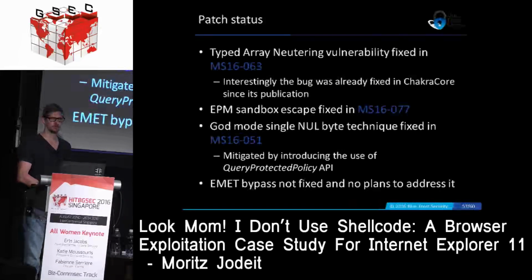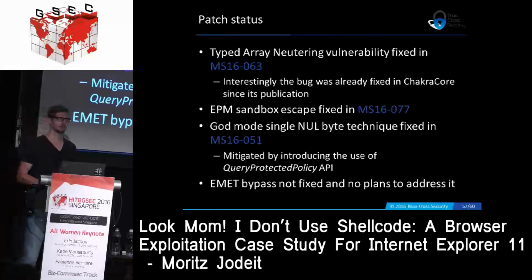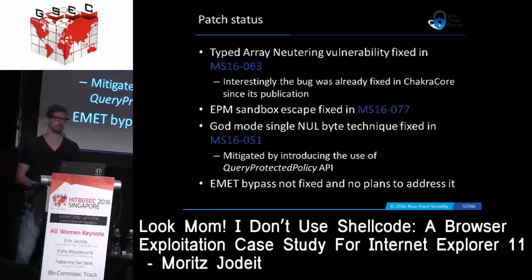So my conclusion, first of all, the current patch status. The typed array neutering vulnerability was already fixed in MS16063. And interestingly, the same bug was already fixed in the Chakra core engine since its publication on GitHub. So it looks like this was some kind of overlooked security fix backport, maybe. The EPM sandbox escape using local NetBIOS name spoofing was fixed in MS16077. And interestingly, the same bug was found by Yang Yu and was used for his bad tunnel research, which he presented this year at Black Hat.